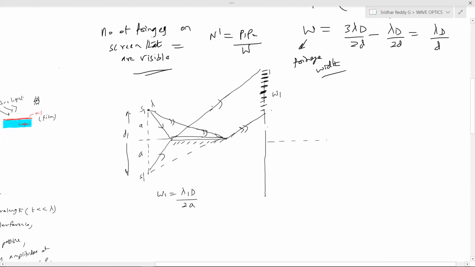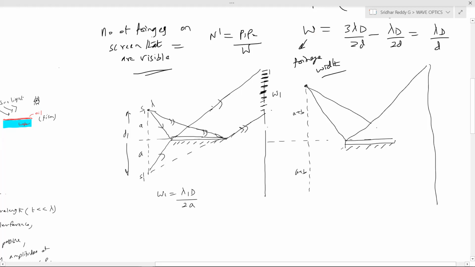Then what I do is the same mirror, all the setup is the same. There's a screen. The source, I'm going to shift it above. So the distance now will be A plus B, where the corresponding image will be formed at A plus B. Then again the light coming from here gets reflected and reaches the screen. The light incident at the other end after reflection will reach here. So what is this quantity? A plus B.